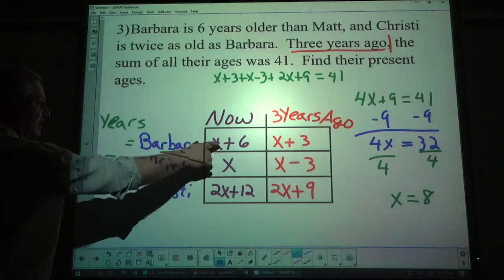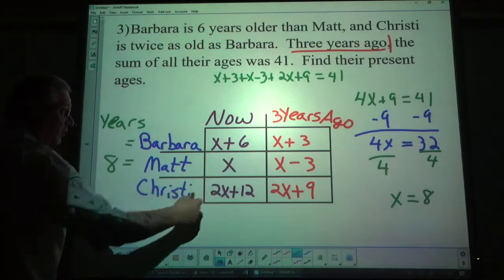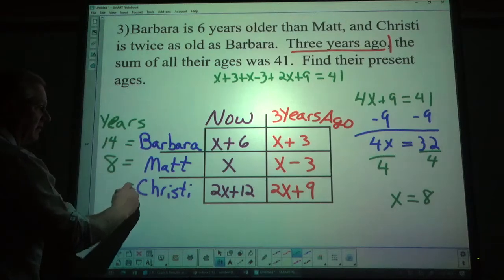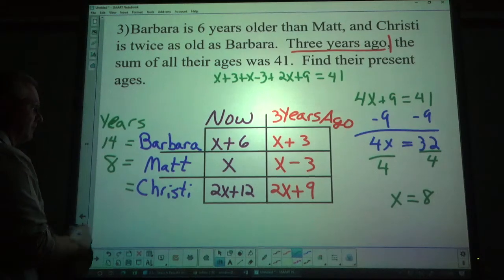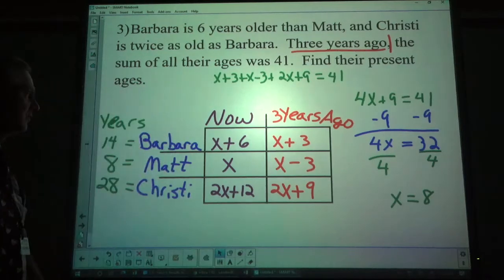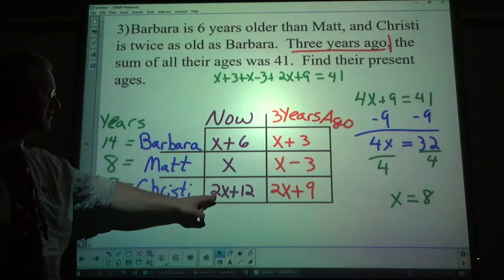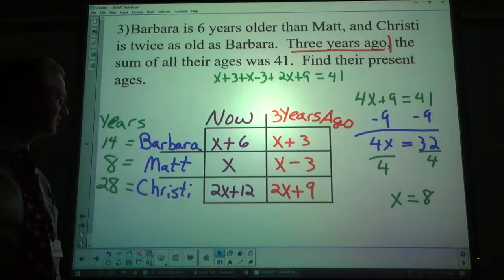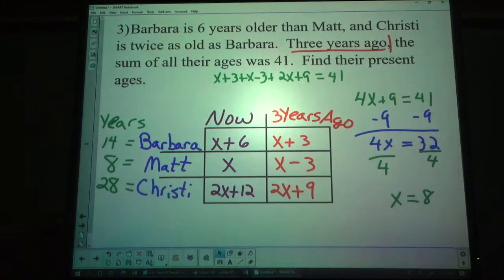Barbara is 6 more, remember we're using now, 8 plus 6 is 14, and Christy is twice Barbara, so 28. Or we could have said 8 times 2 is 16, plus 12 is 28. So there are your 3 present ages, and that's the end of that one. Here's our next one.